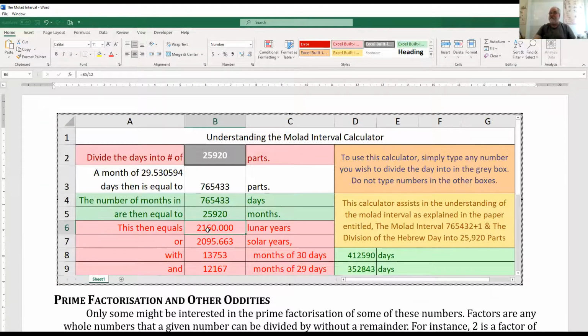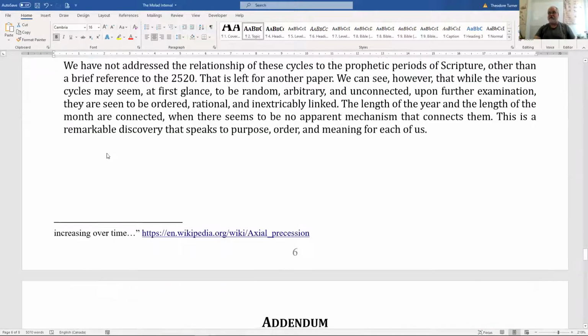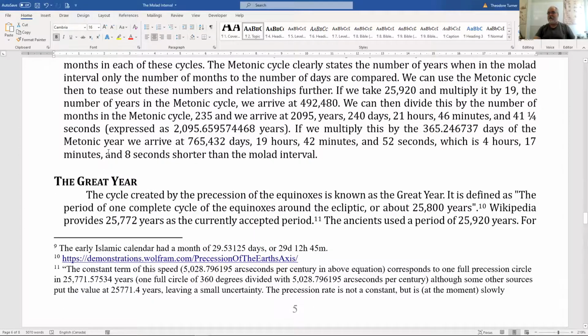Now, the interesting thing when you look at this, and we're going to address this a bit further, is that this is 2,160 lunar years. Lunar years are just 12 months. So a year of 12 lunar months, whereas our solar months are longer, right? By almost a day longer than the average lunar month. So you can see 2,160 lunar years is 2,095 solar years. So this idea became extremely useful in understanding these various cycles. So we're going to just deal with this here. Go back.